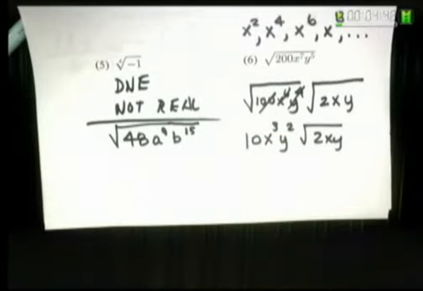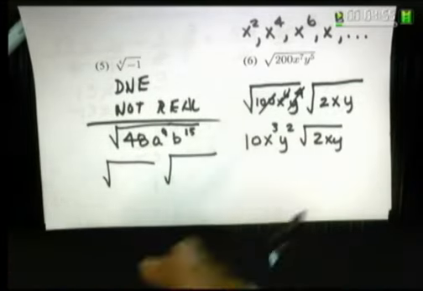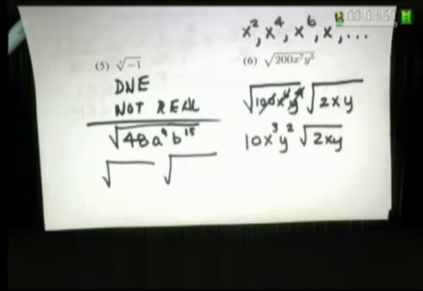All right, so what if we had that? 48, a to the 9th, b to the 15, real quick. I'm going to make two radicals. Okay, so what is the largest perfect square that goes into 48?